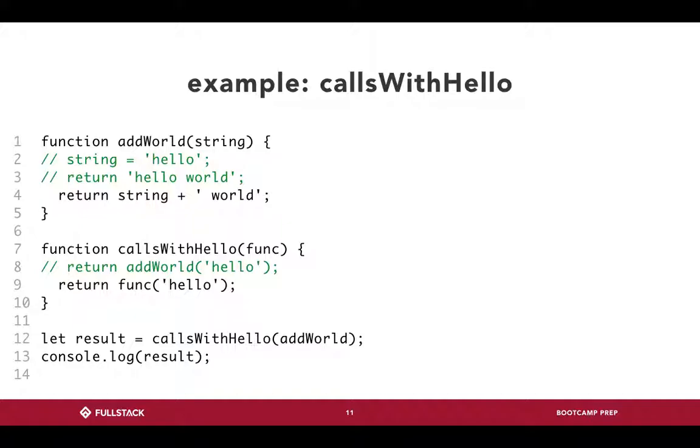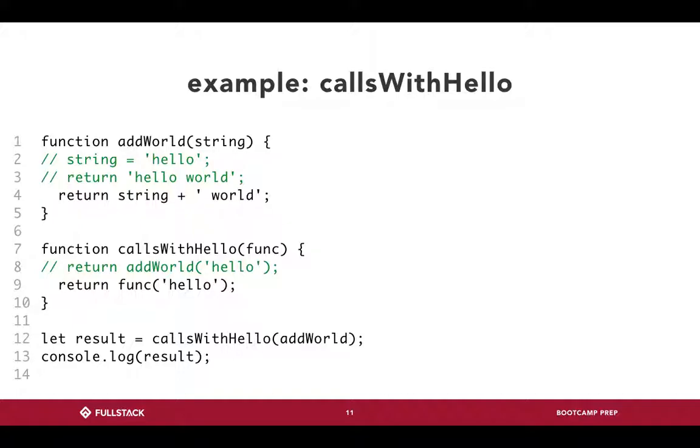What is add world? Yeah, it's a reference to this thing. And so no matter what, whatever function we give it, it's going to call that function with the string hello. So now imagine if we passed in add world, we're basically calling add world with the string hello, and we're returning that. So add world, when we call it with hello, what does it return? Hello world. And so that comes back here. And we immediately return that as well. And that ends up out here getting saved into result.